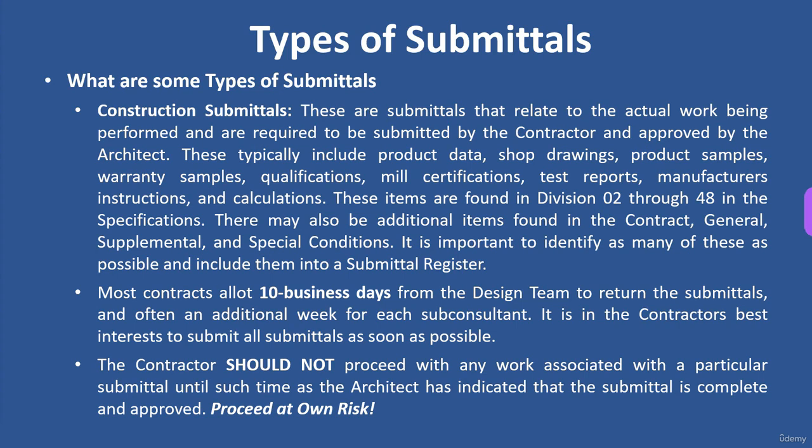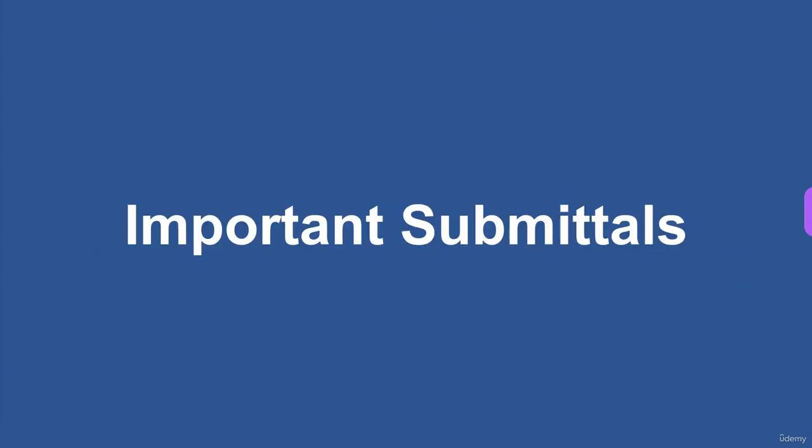The contractor should not proceed with any work associated with any particular submittal until such time as the architect has indicated that the submittal is complete and approved. Otherwise, you're just proceeding at your own risk. If you install something that maybe didn't have all the right performance criteria, the architect could make you rip it out. So before you proceed with any work, you want to make sure you have an approved submittal. That's the whole key of getting them in early.